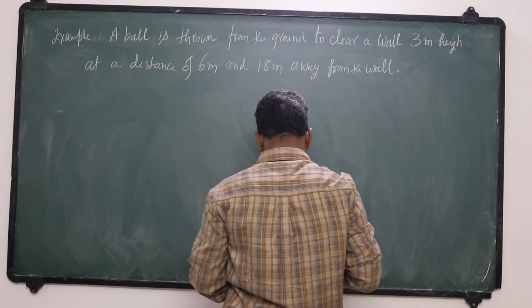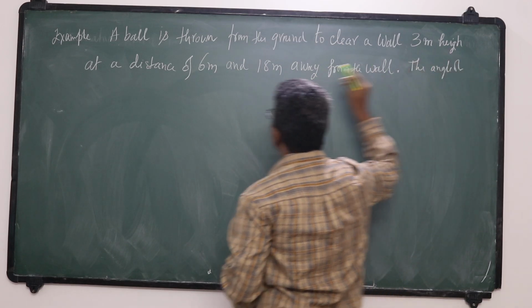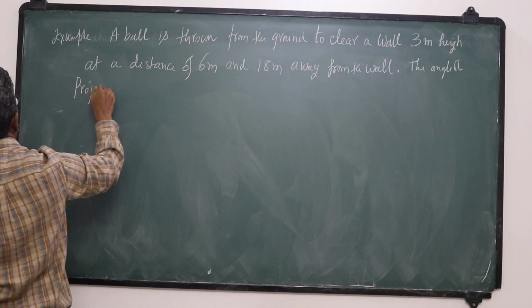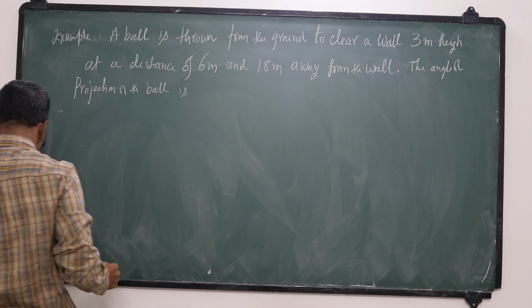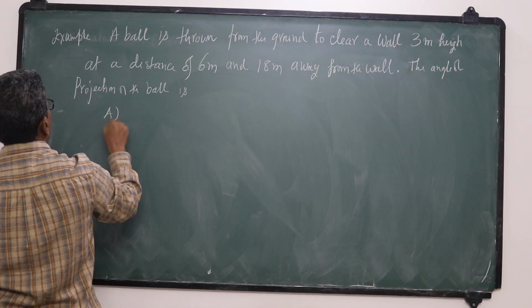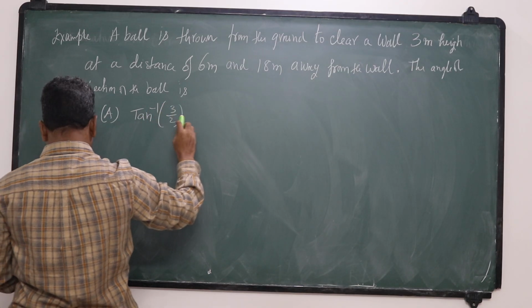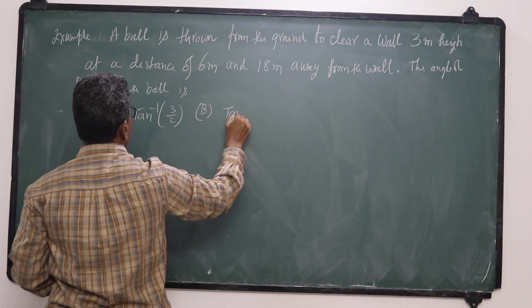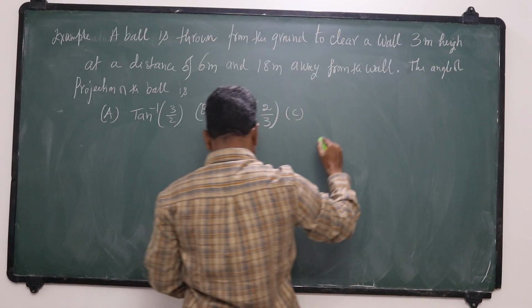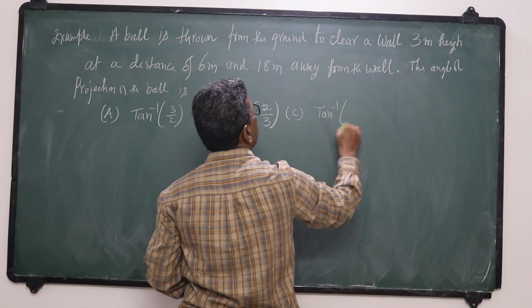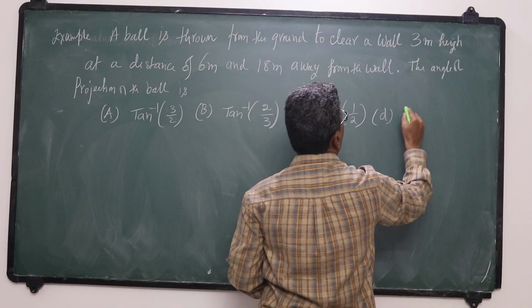then the angle of projection of the ball is: option A, tan inverse 3 by 2; B, tan inverse 2 by 3; C, tan inverse half; D, tan inverse 3 by 4.